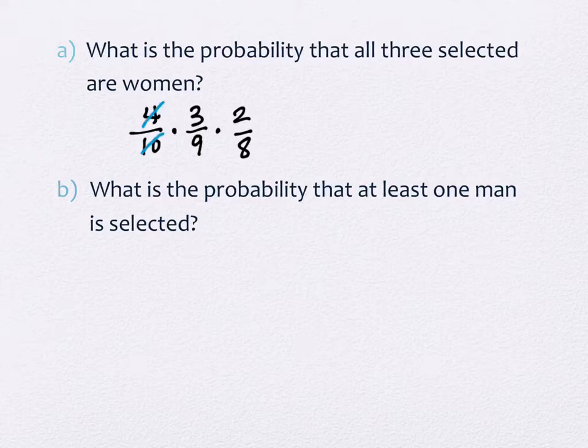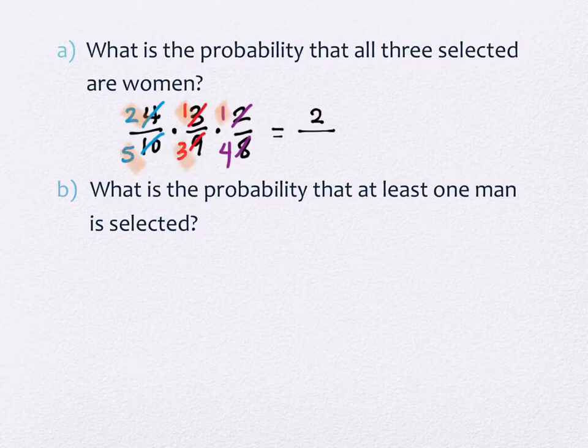4 and 10 both divide by 2, so I have 2 over 5. 3 and 9 both divide by 3, so I have 1 over 3. And then 2 and 8 both divide by 2, so I have 1 over 4. Even if that's all I do, that's way better than it was before. So now I have 2 times 1 times 1, which gives me 2. And on the bottom, I have 5 times 3 times 4, which gives me 60.